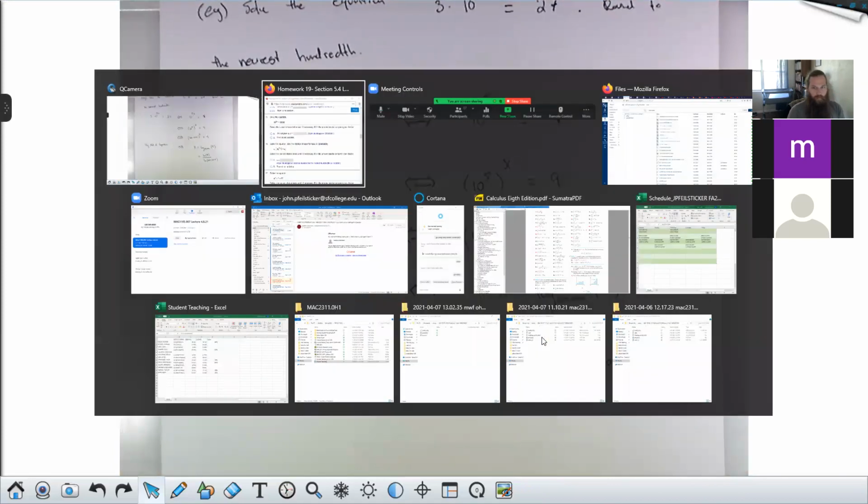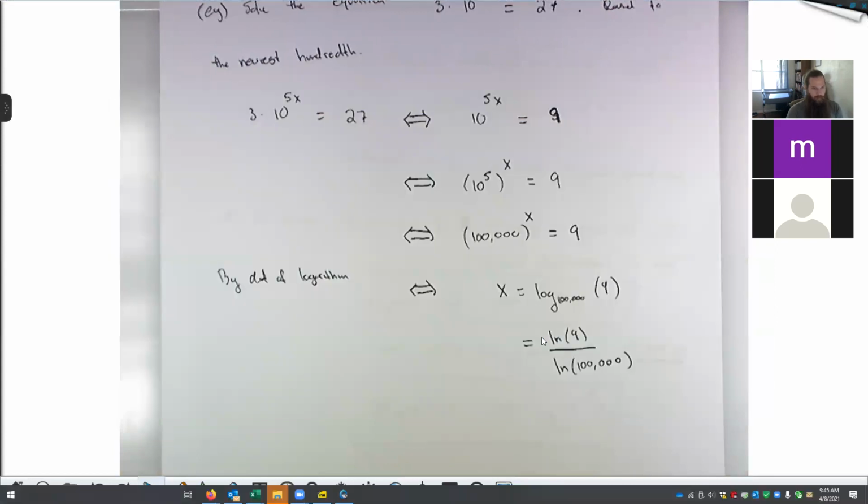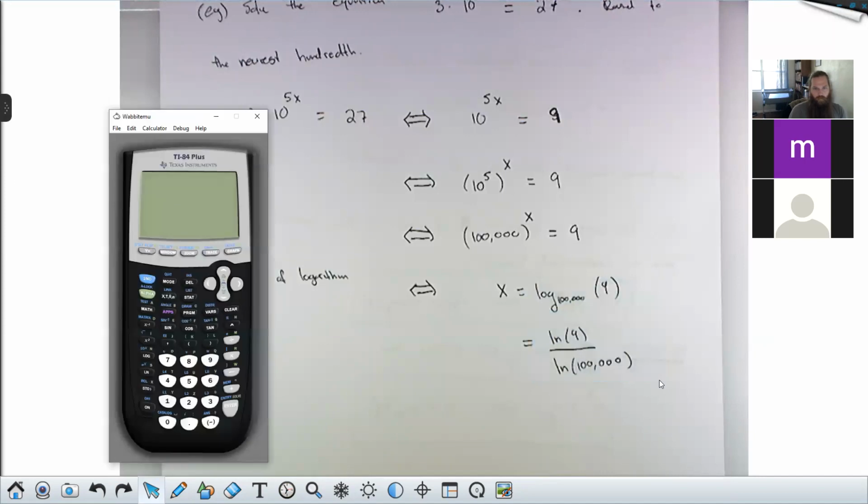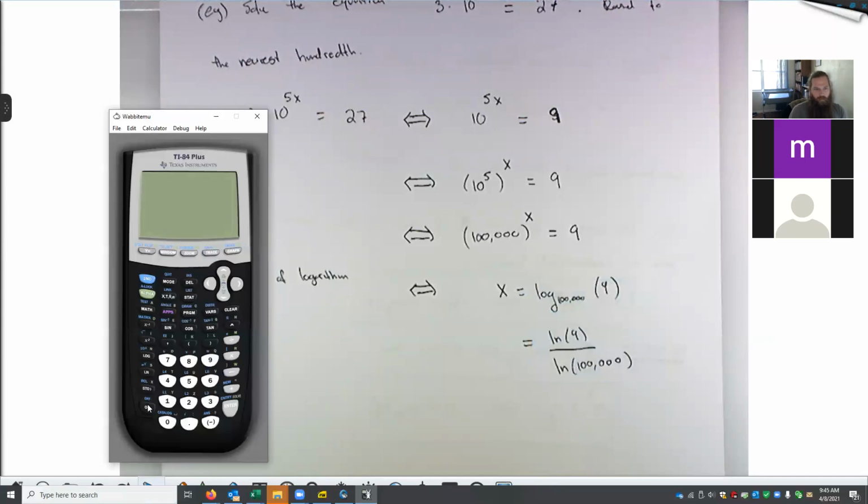So let's pull up our calculator. And we'll see how to crunch this both ways, whether you have the 84 with the log base function or you don't. Honestly, I think scrolling through and opening that log base function is more work than it's worth. I would just go, okay, ln of 9 divided by ln of 100,000. Measure it.